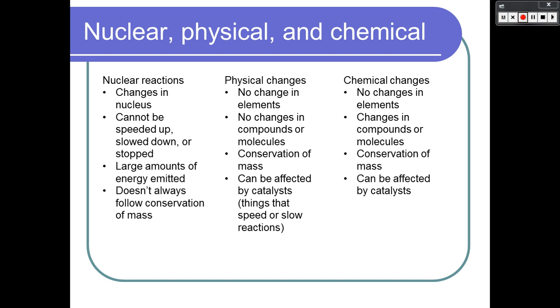In a nuclear reaction, large amounts of energy are usually emitted. That's why, for example, in a nuclear bomb, you get so much energy, because you've got nuclear reactions going on. Obviously, energy can be emitted in both physical changes and chemical reactions.